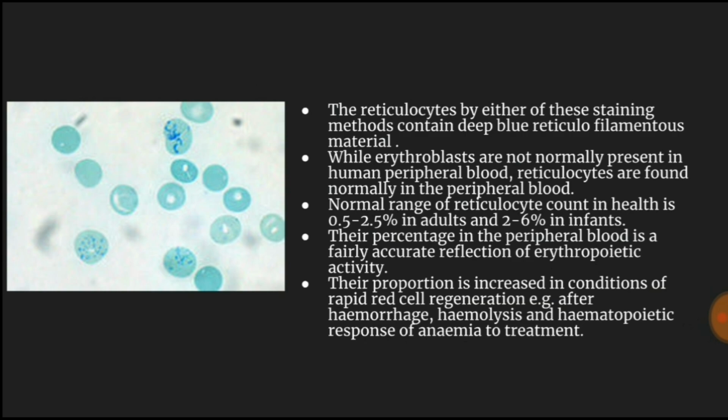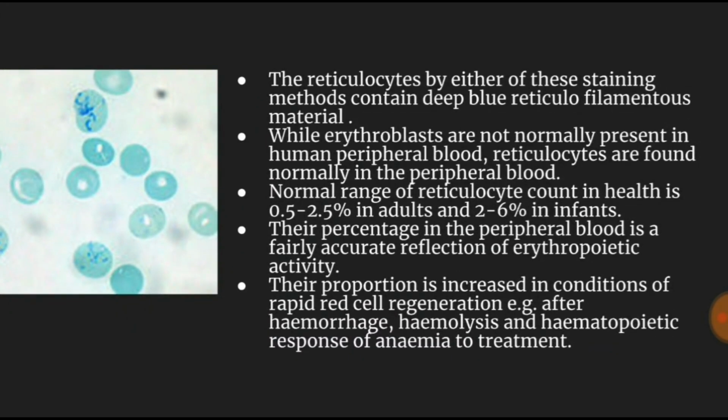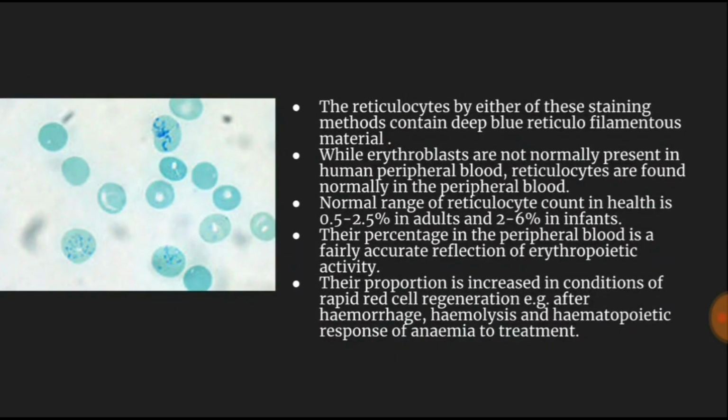So this reticulocyte is stained by different methods because it contains a deep blue reticulofilamentous material. When they have a deep blue reticulofilamentous material, the staining becomes a tedious job. Then, while erythroblasts are not normally present in human peripheral blood, reticulocytes are found normally in the peripheral blood.